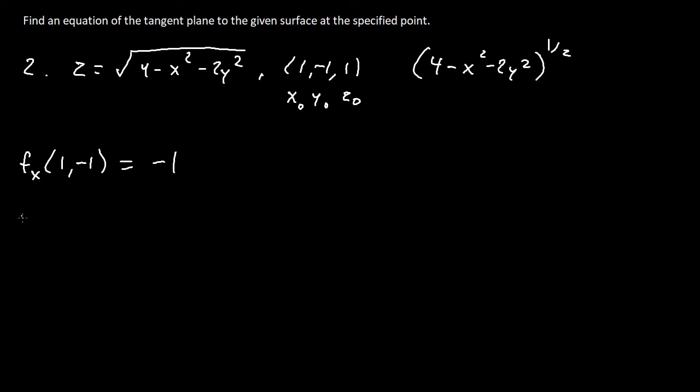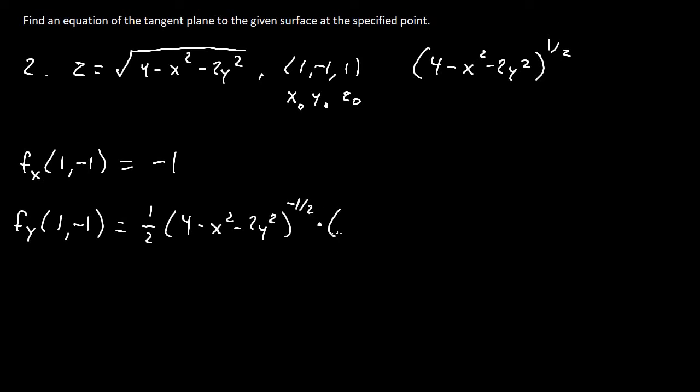So now let's find f sub y, the partial derivative of the function with respect to y, also at x0, y0. So once again, we're going to take the derivative of the outside function. So this is the same process, 4 minus x squared minus 2y squared to the negative 1/2 power. And then now we multiply by the derivative of the inside function. Since we're deriving with respect to y, everything else but y is going to be treated as a constant. So derivative of 4 is 0, derivative of negative x squared is also 0, but the derivative of negative 2y squared is going to be negative 4y.